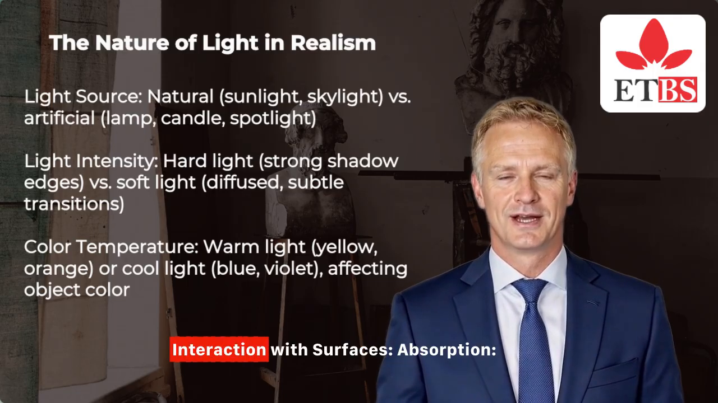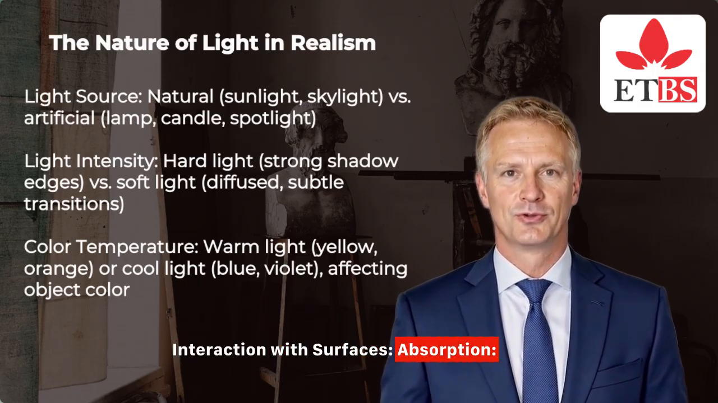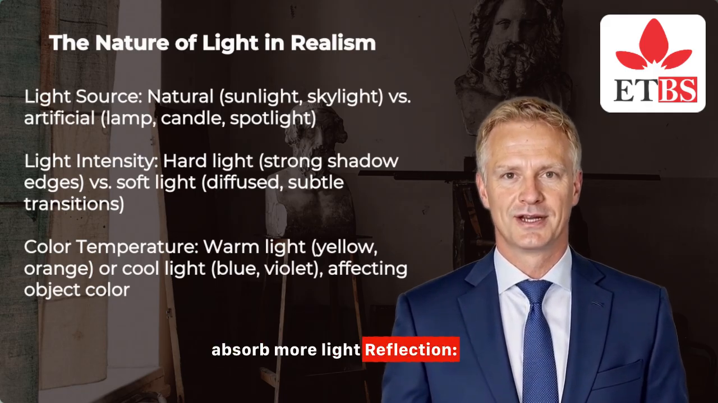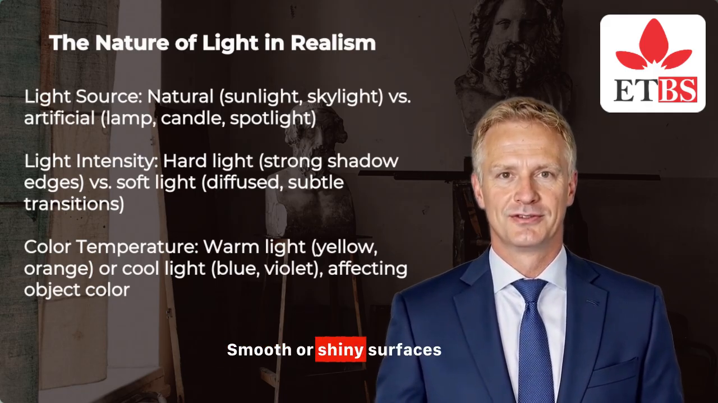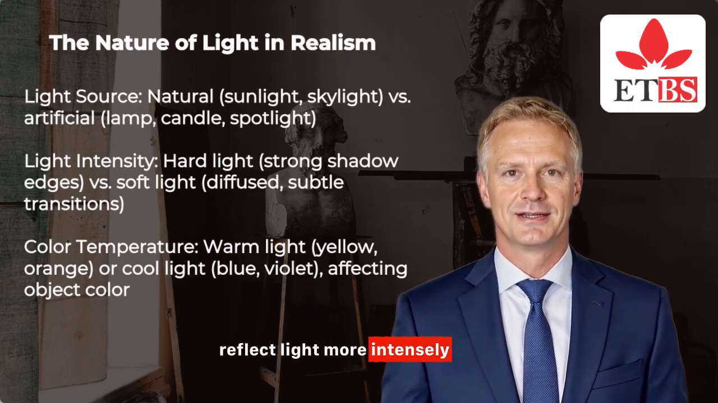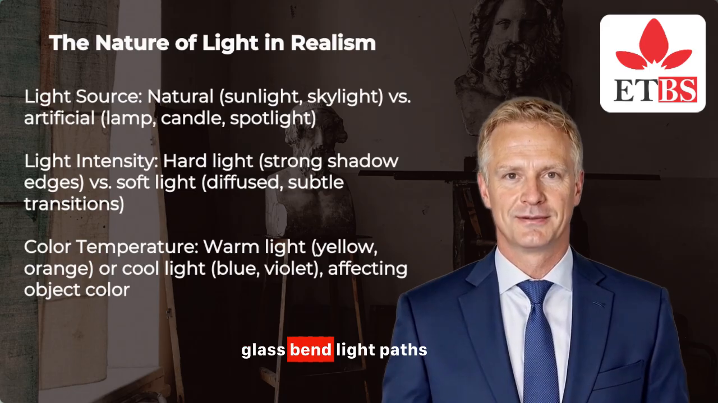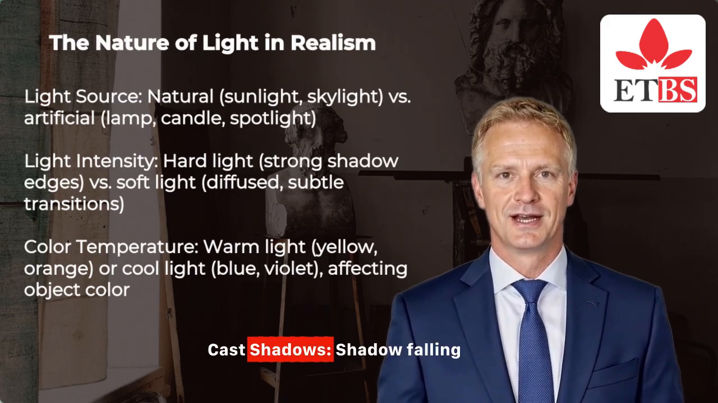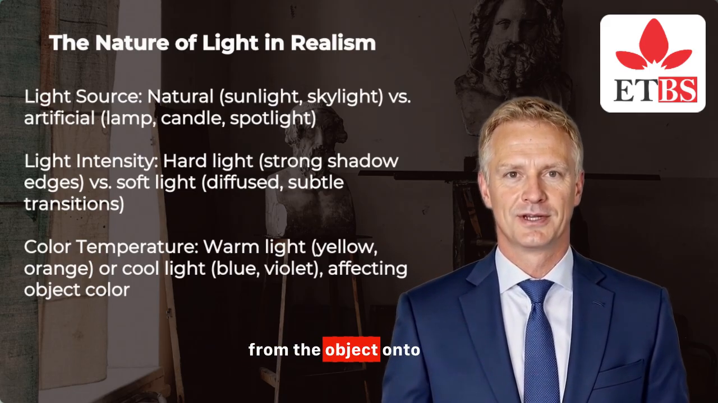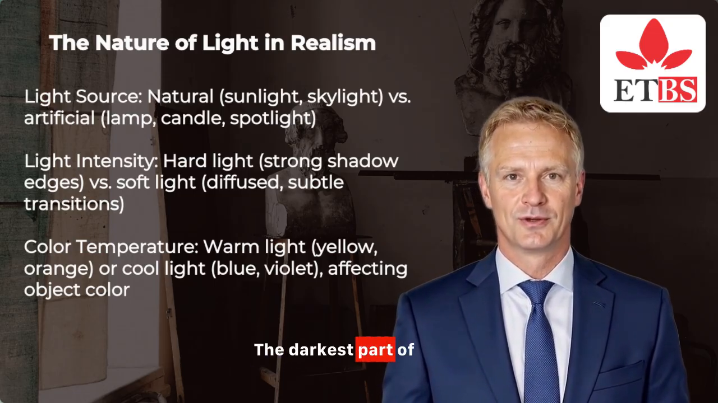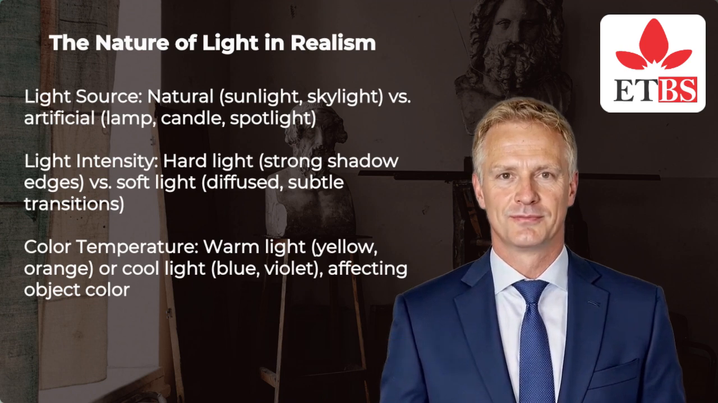Rendering light interaction with surfaces. Absorption: dark or matte surfaces absorb more light. Reflection: smooth or shiny surfaces reflect light more intensely. Refraction: transparent objects like glass bend light paths. Cast shadows: shadow falling from the object onto another surface. Core shadows: the darkest part of the object's own shadow.